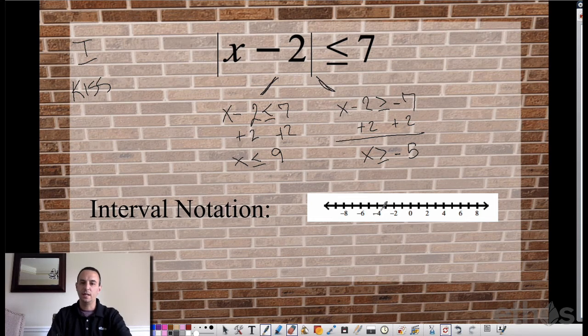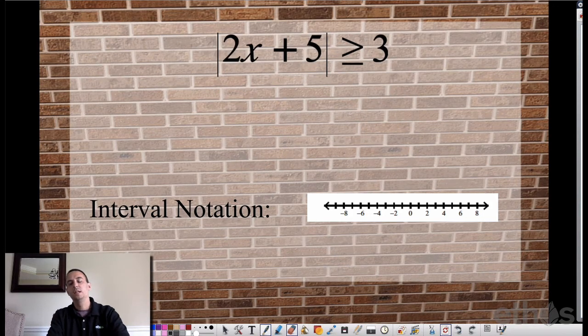All right, so let's take a look at it. If x is less than or equal to 9, 9 is right here, so we'll just put a dot up there. And greater than or equal to -5 puts it right here. So I get from -5 to 9, both in brackets, and we're all set. Good job on that one.